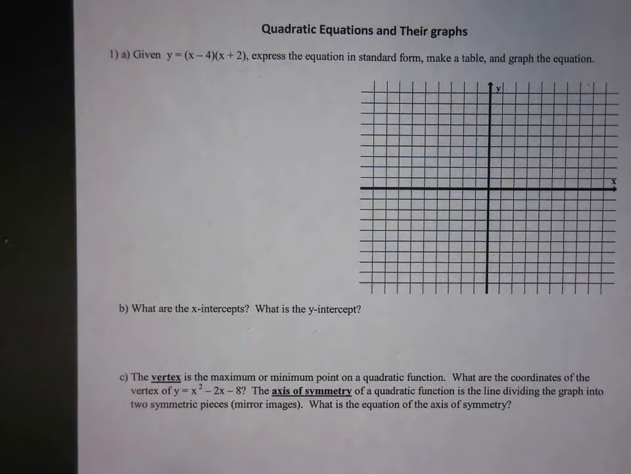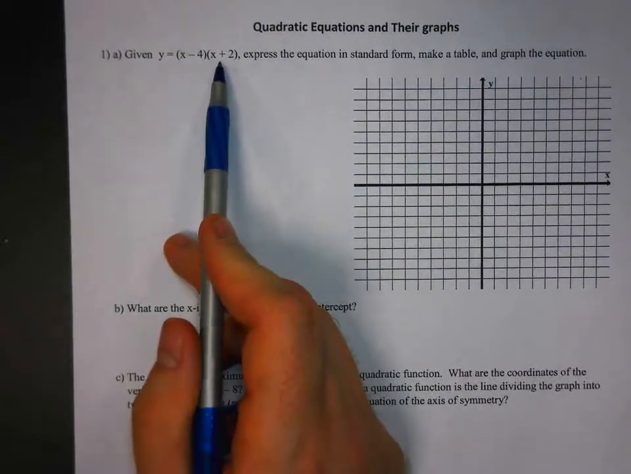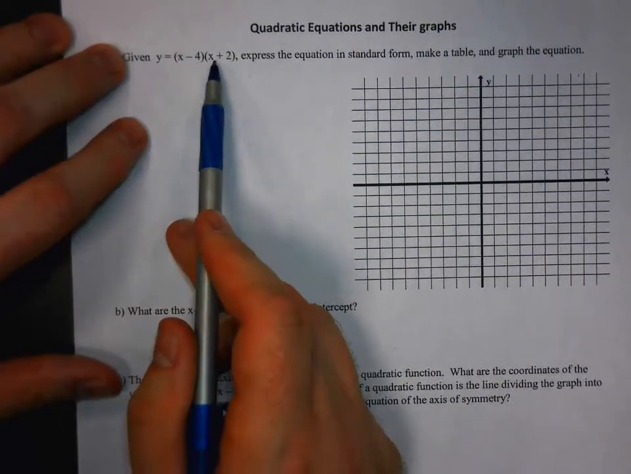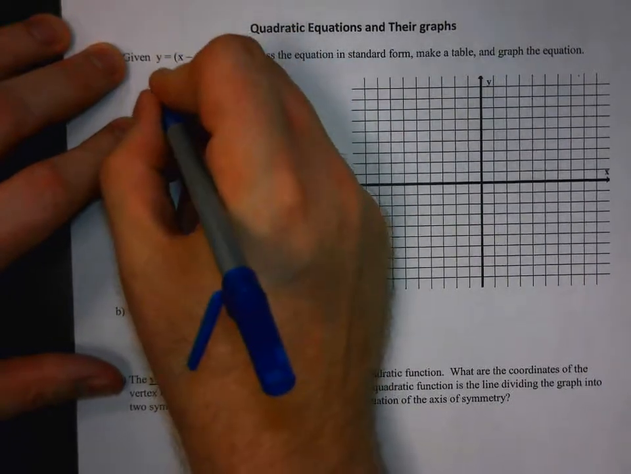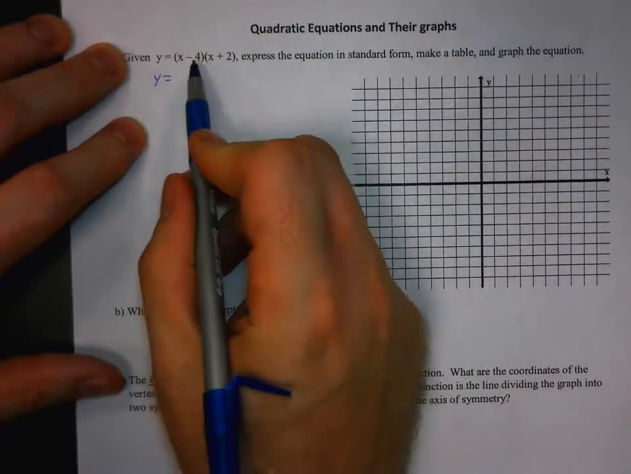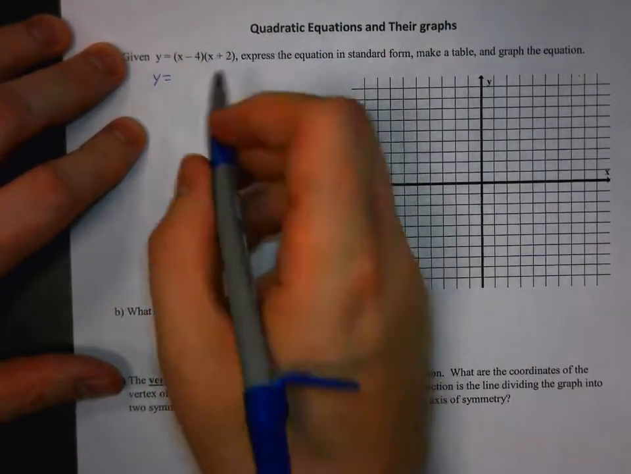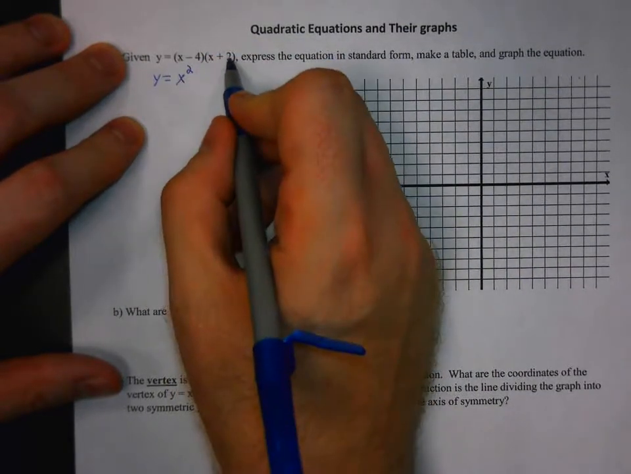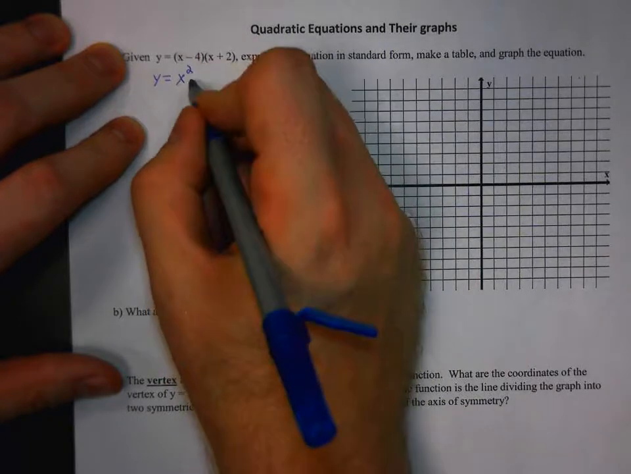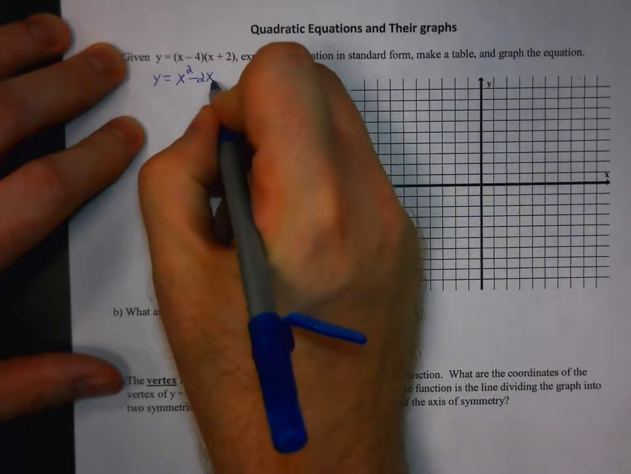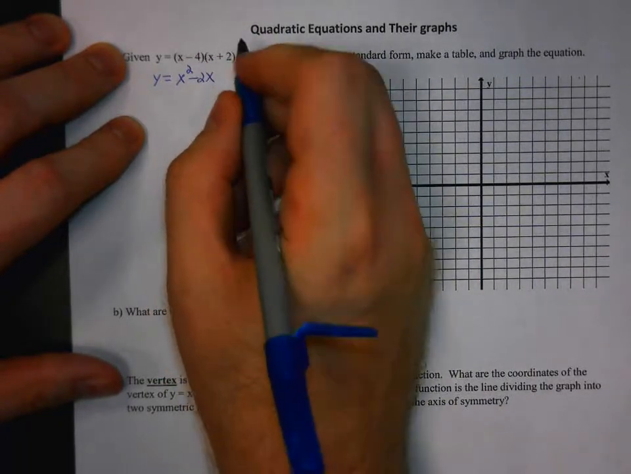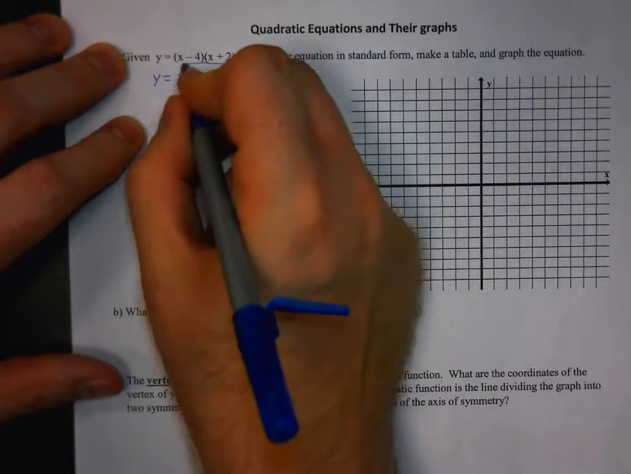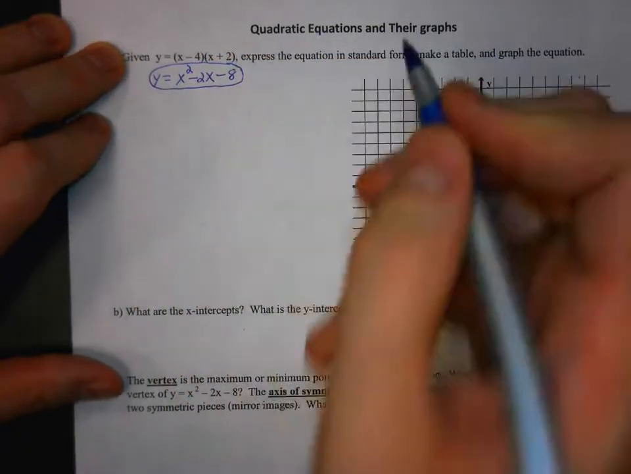Okay, so in standard form means we're going to FOIL this out. Right now it's in its factored form. So in standard form, if you multiply this out, x times x is x squared. Then we'd have x times 2 is 2x, and then minus 4x would give us negative 2x as the middle term, and then negative 4 times 2 is minus 8. So there is the standard form.